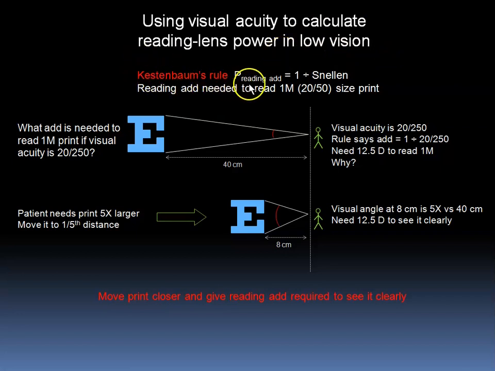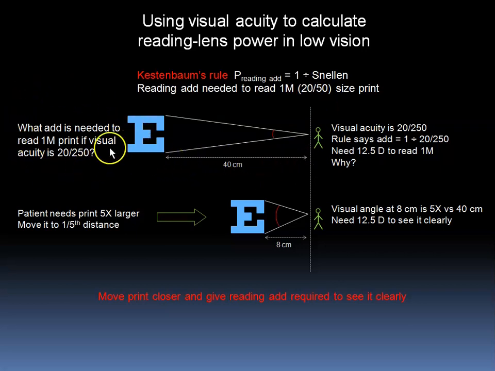We can use the visual acuity to calculate the reading lens power in low vision. Kestenbaum's rule says that we need to give the inverse of the Snellen acuity as the power for the reading add in order to read 1M size print at 40 centimeters away. 1M print is a 20/50 size optotype. In other words, the inverse of 20 over 50 is 2.5. That means with a 2.5 diopter reading glass, one can see an object at 40 centimeters away clearly. That is because the primary focal point of a 2.5 diopter lens is 40 centimeters in front.